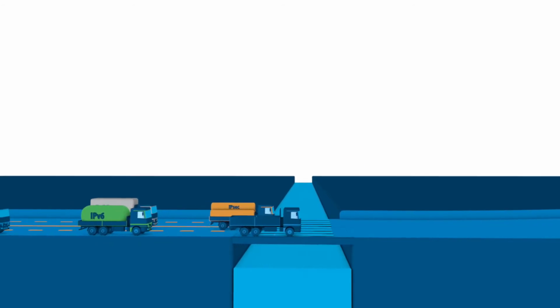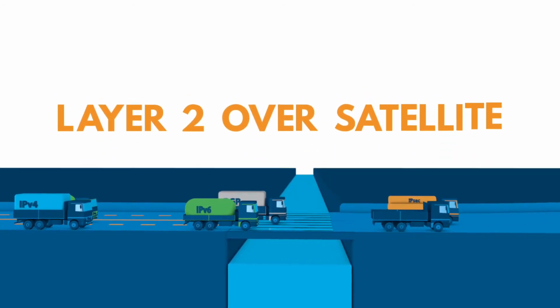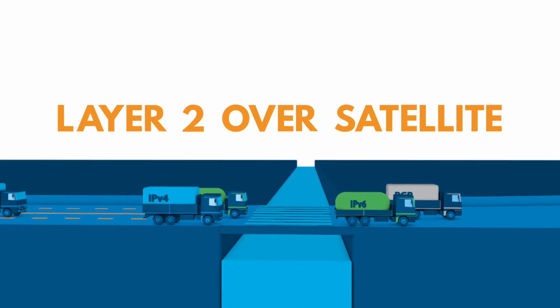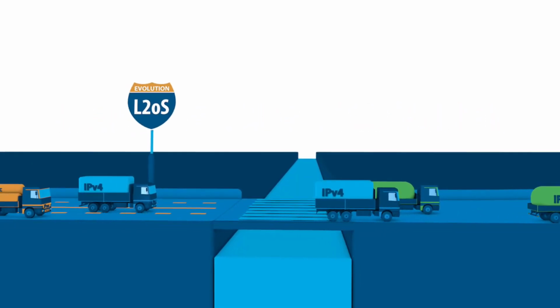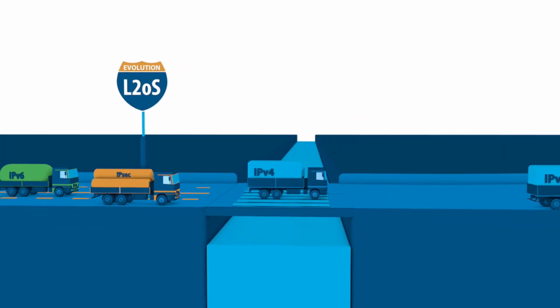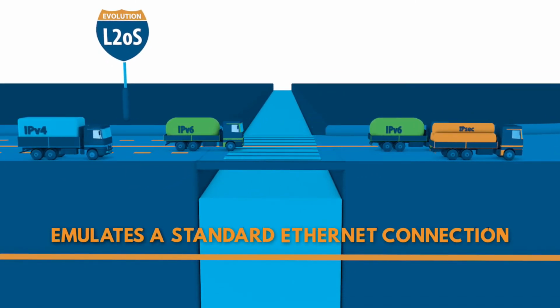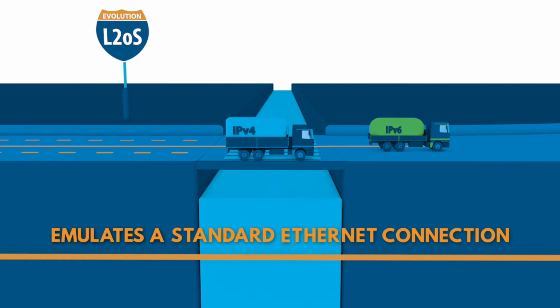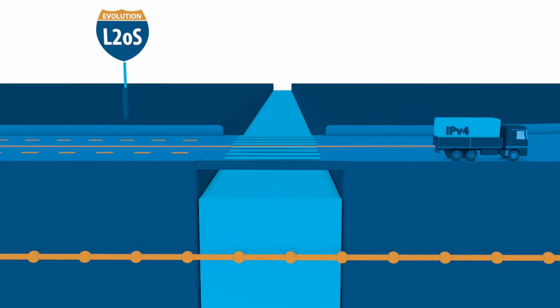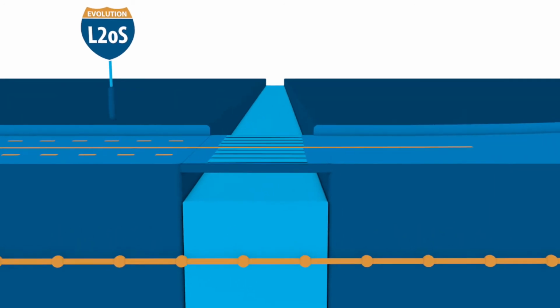That's the idea behind Layer 2 over satellite, part of iDirect's Evolution platform. You can call it L2oS for short. You see, L2oS emulates a standard Ethernet connection across the satellite link. This means Ethernet traffic entering through the hub side of the network can exit on the remote side unchanged.